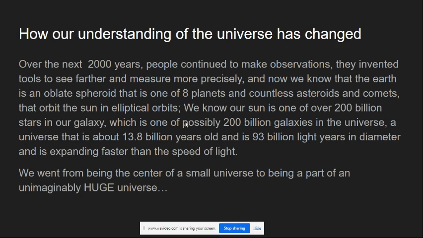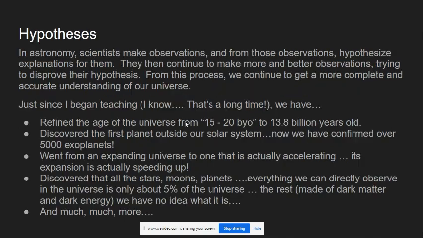And if you remember the Cosmos episode, Standing Up in the Milky Way, they talked about Giordano Bruno, who had this idea that the universe was infinite, and what happened to him when he was going against the beliefs at the time. Hypotheses: it says, in astronomy, scientists make observations, and from those observations hypothesize explanations, and then continue to make more and better observations, trying to disprove their hypothesis. Like good scientists, they do everything they can to try to prove themselves wrong, right? And if they're unable to, hopefully then they're correct. And other scientists do that too.